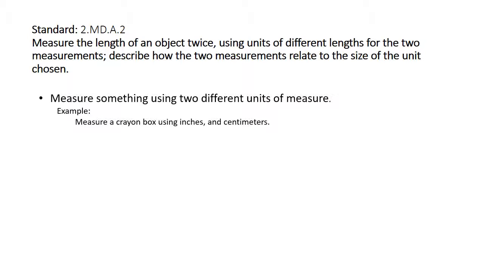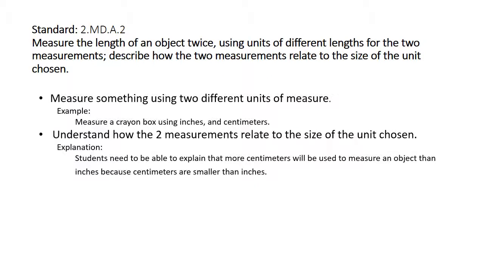So, something like a crayon box might be measured using both inches and centimeters. This standard also requires that students know that depending on what unit is being used to measure the object, the measurements will come out differently. So for instance, if something is being measured by inches and then by centimeters, there will be more centimeters in the measurement than there will be inches because centimeters are smaller than inches.